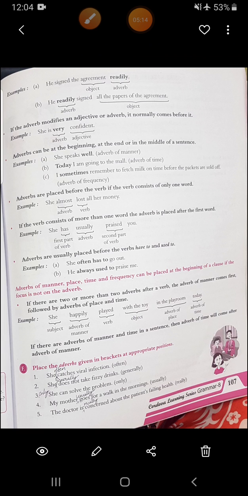Now suppose there are two or more adverbs after a verb, then what is the sequence in which we are going to put them? We'll first put the adverb of manner, then place, and then time. Now see this example: She happily played with the toy in the playroom today.